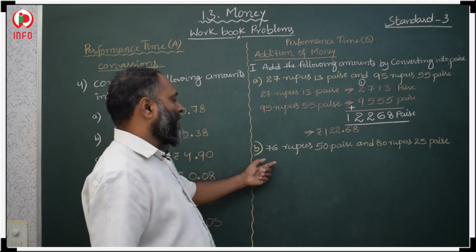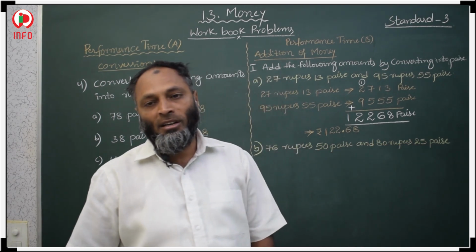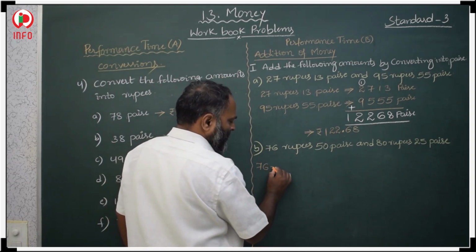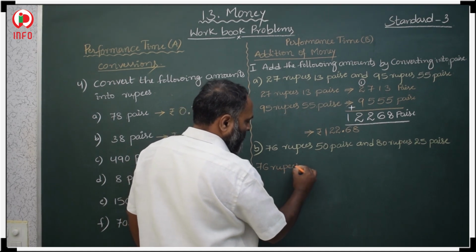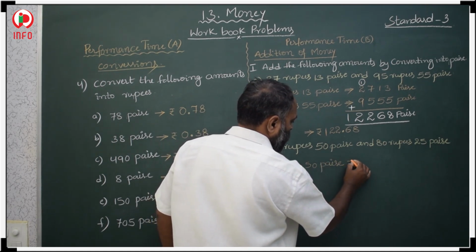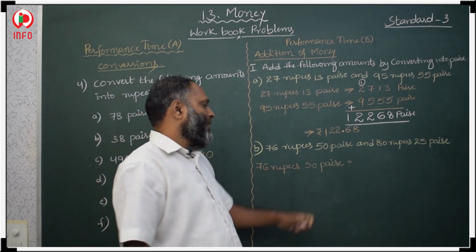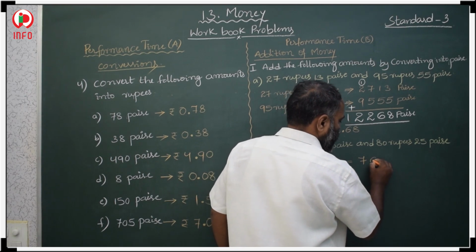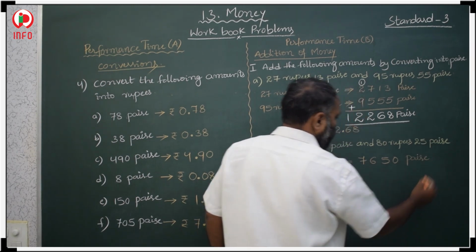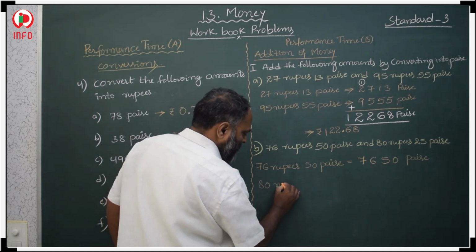Now the second question: 76 rupees 50 paisa, 80 rupees 25 paisa. First we convert into paisa, then after that we add. 76 rupees 50 paisa. Then how to convert? Just remove this rupees. Then you will get 7,650 paisa.